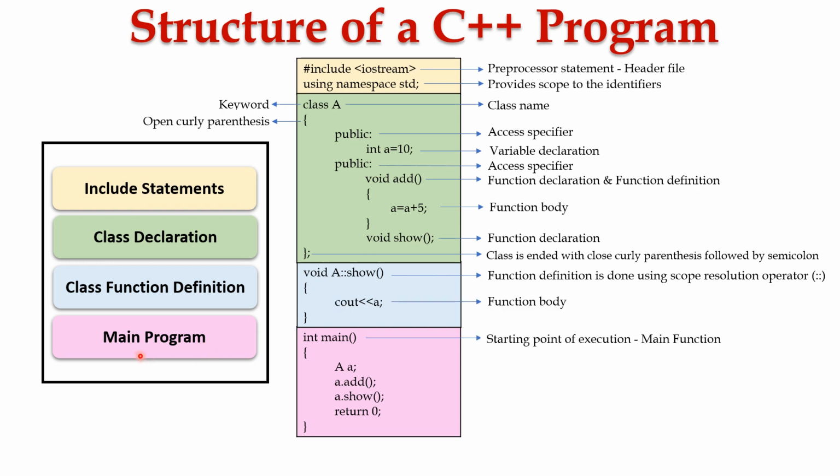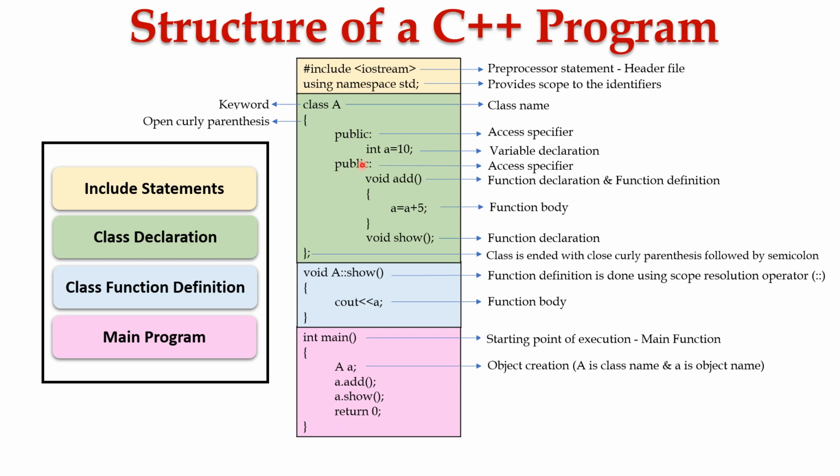Next, main program. It is the starting point of the execution. So int main function returns the value of integer data type. Next, object creation for class A. Class A has object small a. So using the object small a, we can access the method add and show, which is available in the class A. Finally, return 0 statement. It returns the value 0 to the main function, which indicates that the successful execution of the C++ program.